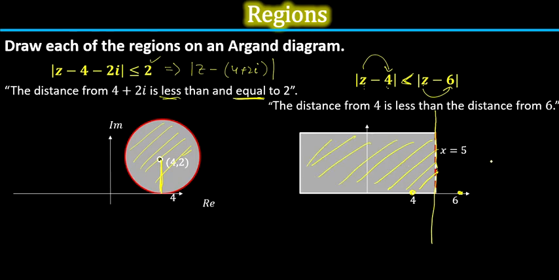Any point in this other region is far from 4 and close to 6, which is not required. But any point in this region is close to 4 and far from 6.